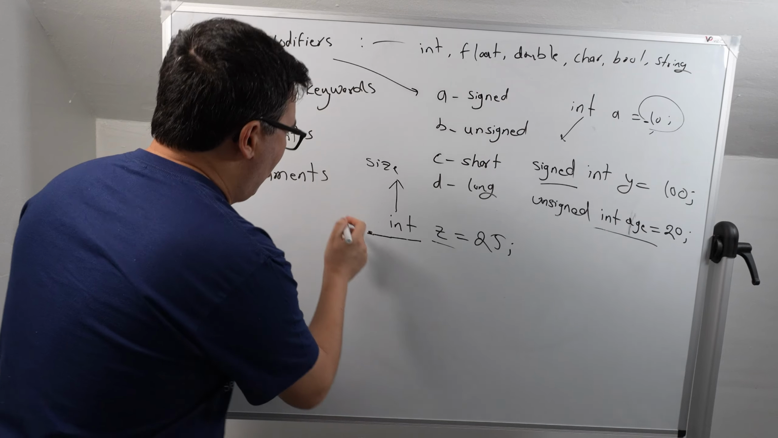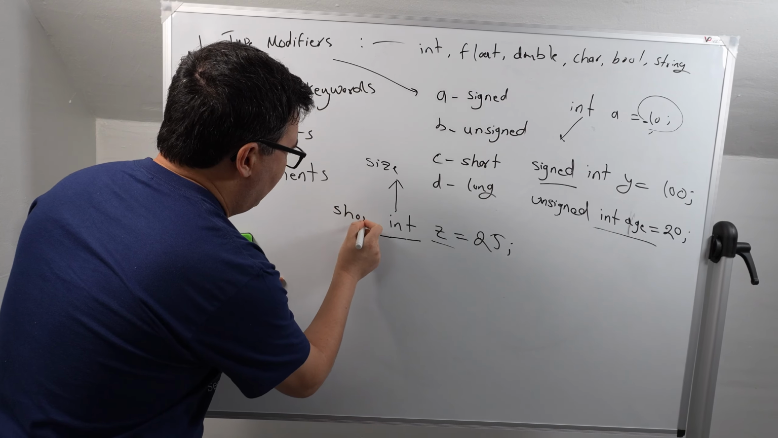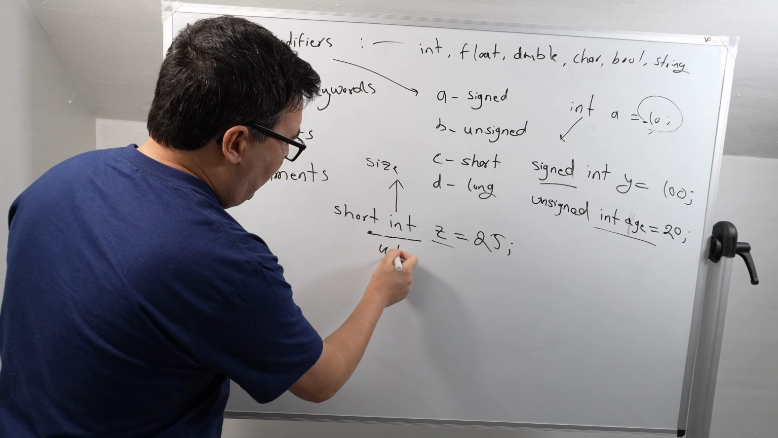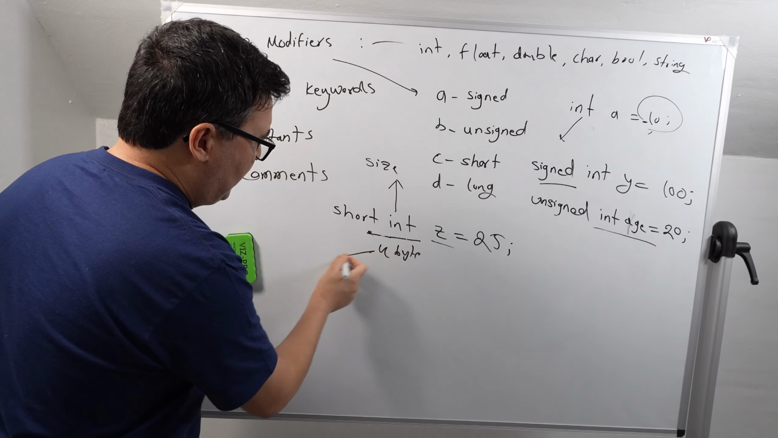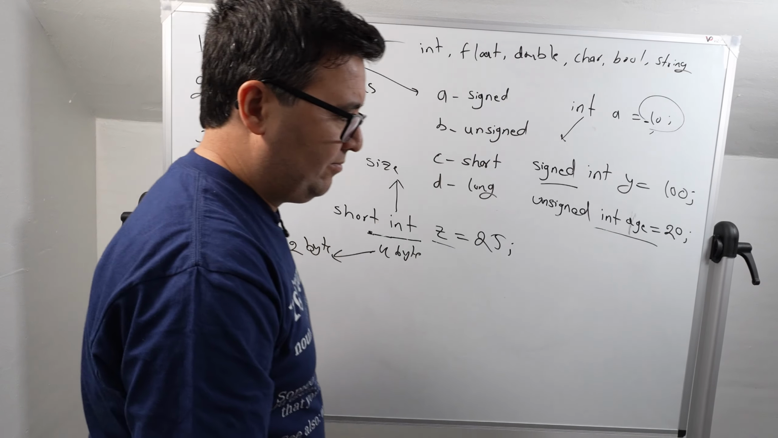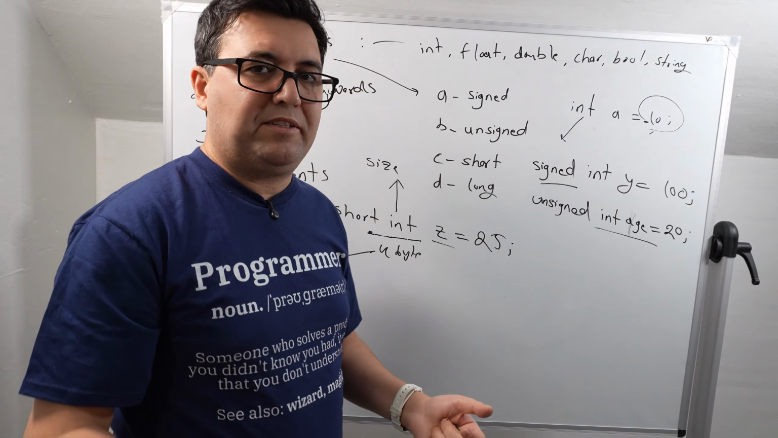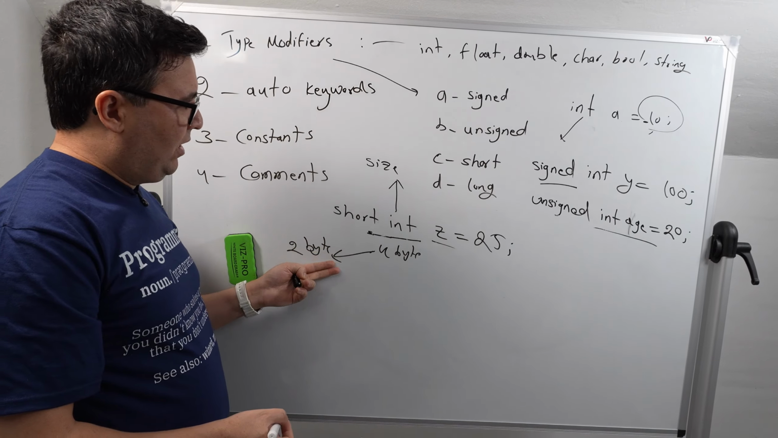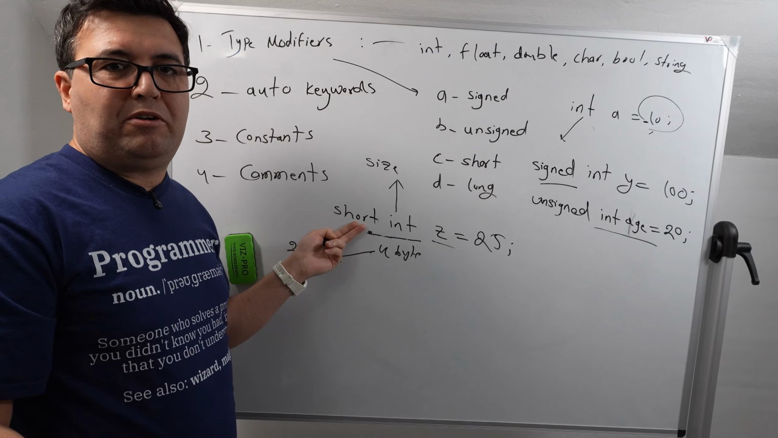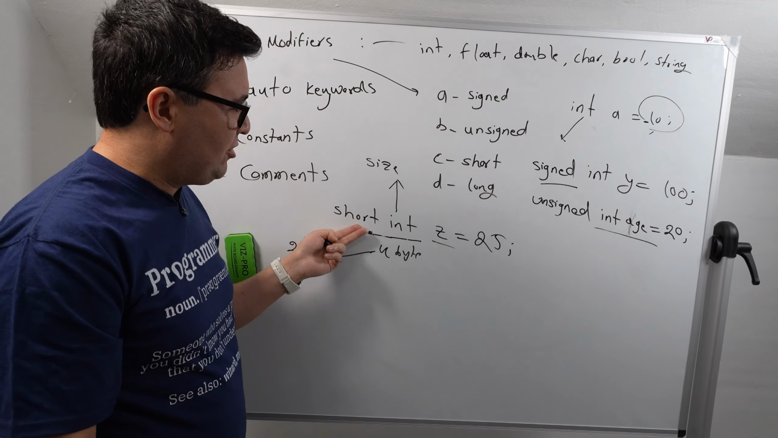So when we put short here, now the size of this variable is not 4 bytes. It becomes 2 bytes. So the short actually decreases the size of the memory which is allocated for a variable.